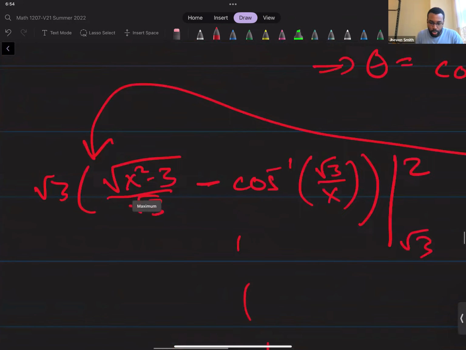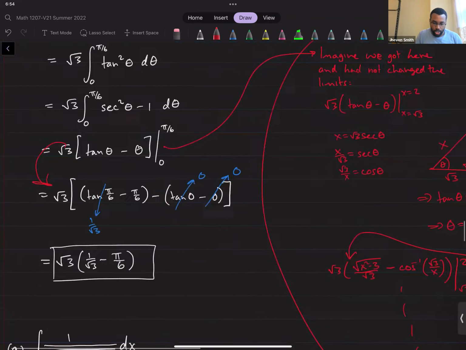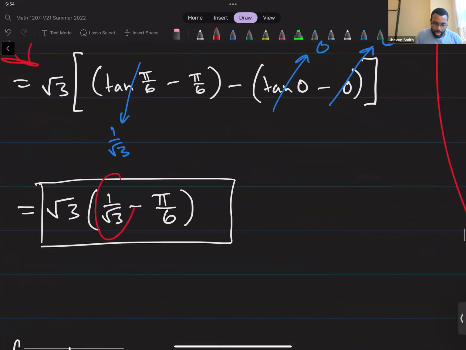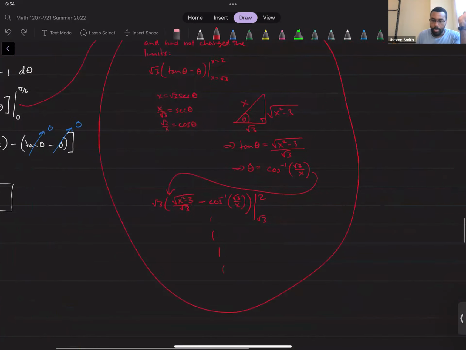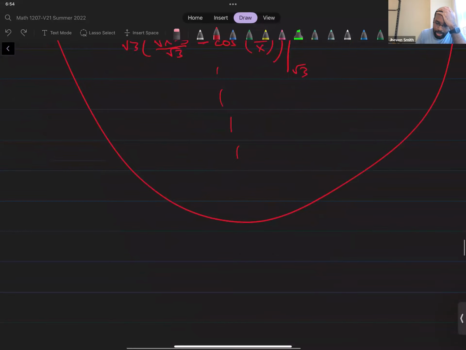With a lot less work, right? You plug in 2 here, you get 4 minus 3, which gives you the 1/3, which, yeah, we got the 1/3, but we got it without having to set up triangles and figuring out all this other stuff, right? So that's kind of why. It just takes longer.